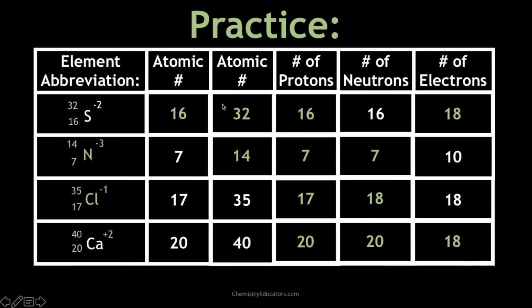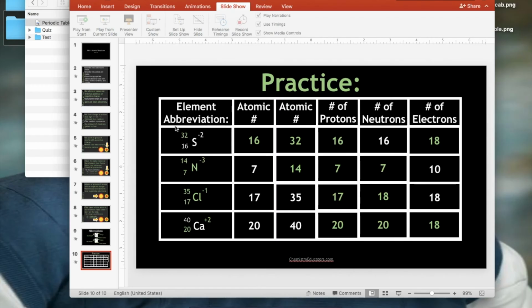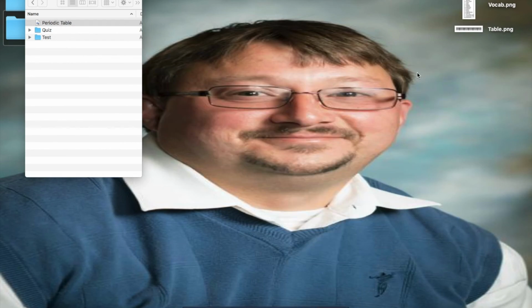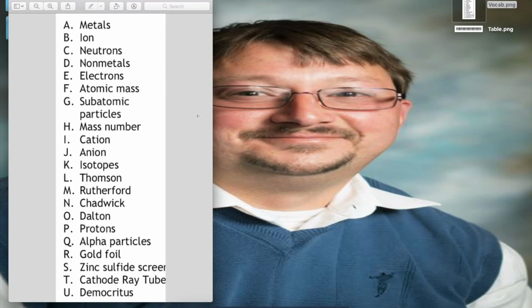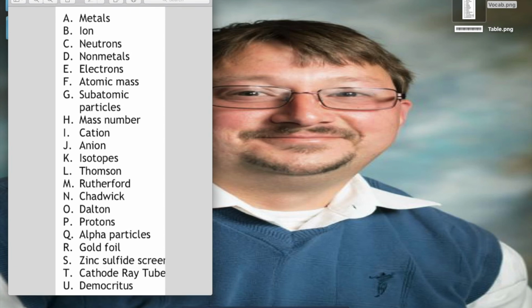Okay, so here are the answers to the other two. I'm not going to bore you with my explanations for the last two, but we will go over this in a warm-up prior to the quiz when you get back. So make sure you are able to fill out a table of this type whenever given a quiz. And let me show you some vocabulary words I would recommend studying.